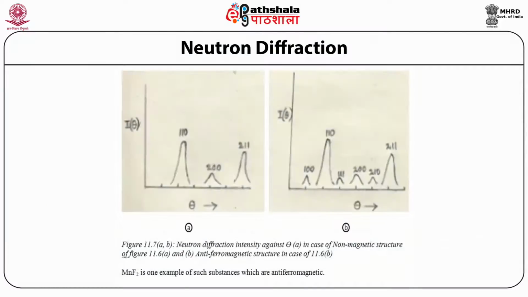Figure 11.7a, b shows neutron diffraction intensity against theta: in A for the non-magnetic structure of figure 11.6a, and in B for the antiferromagnetic structure in case of 11.6b. MnF2 is one example of such substances which are antiferromagnetic.